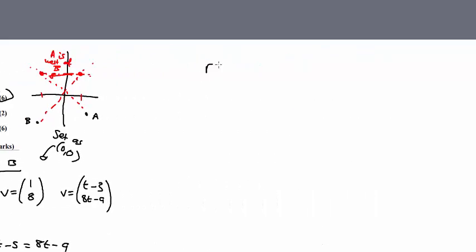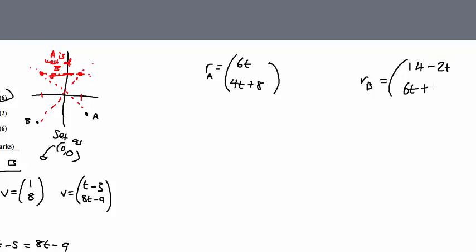So imagine you've got an r. If that's r of A, imagine that's 6t and 4t plus 8 or something. I'm just making this stuff up, okay? So something's moving in this direction: 14 minus 2t and 16. Okay?